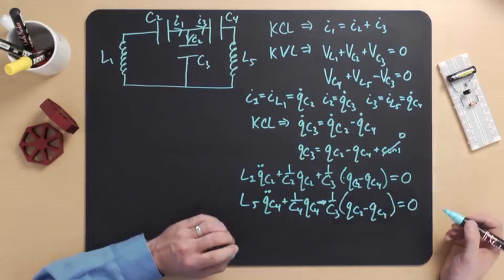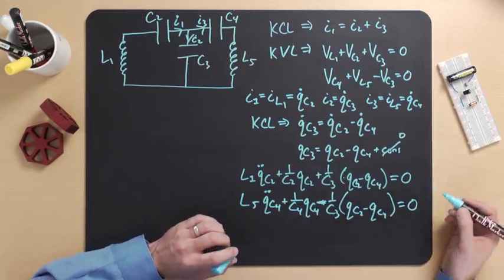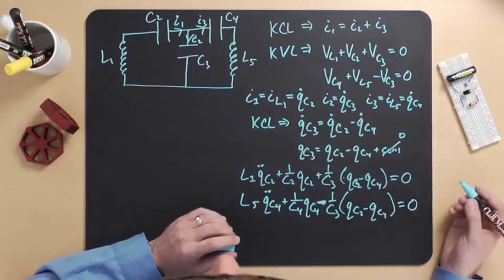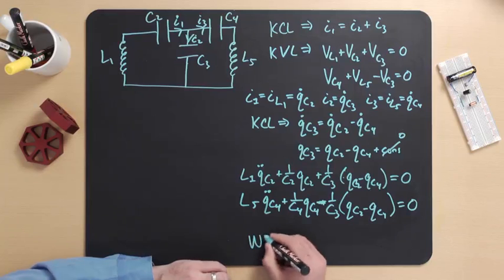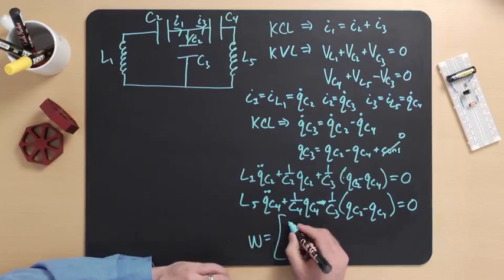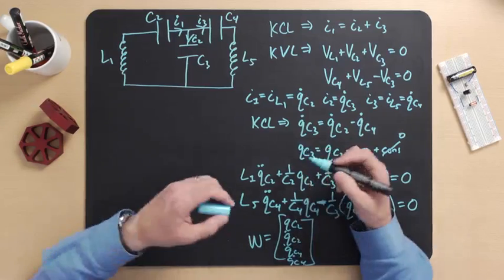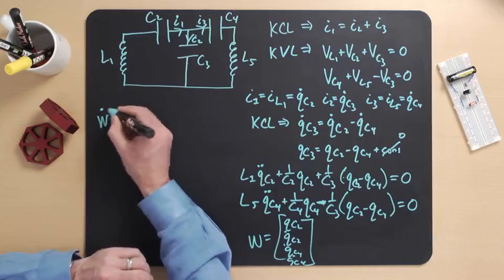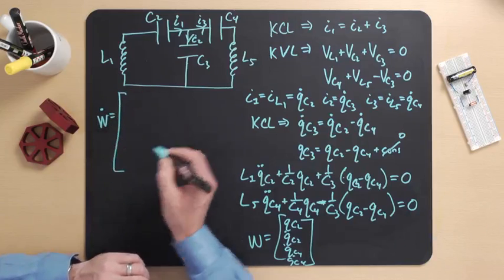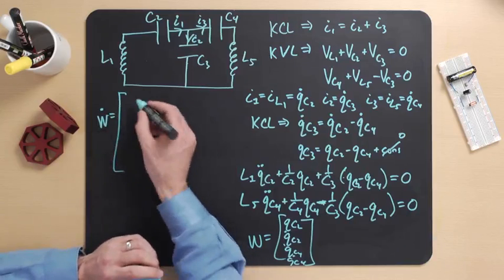If we convert this second-order differential equation to a first-order differential equation and choose the state vector to be W equals QC2, QC2 dot, QC4, QC4 dot, we can then rewrite the differential equation in vector and matrix notation. And we get W dot is equal to, and now I need to write this relatively large so that we can fit all the terms.